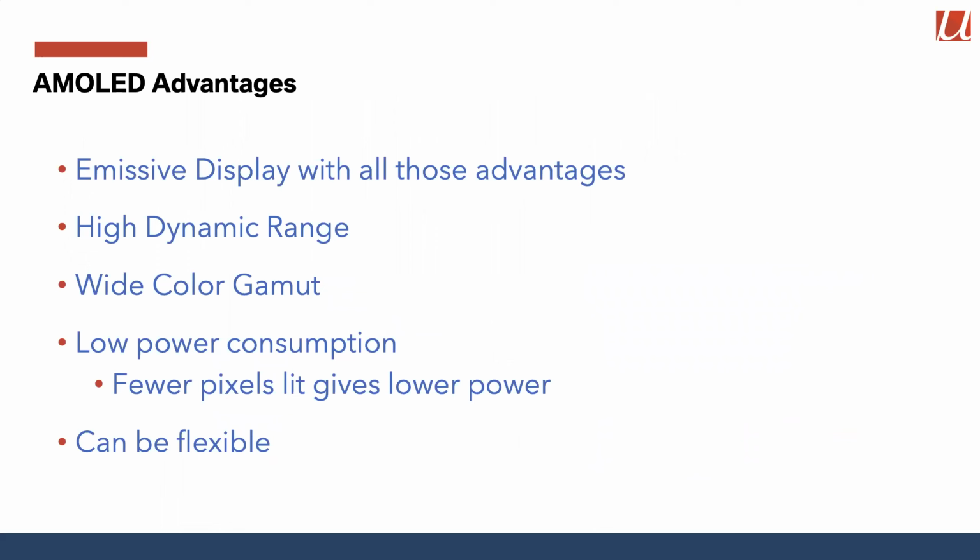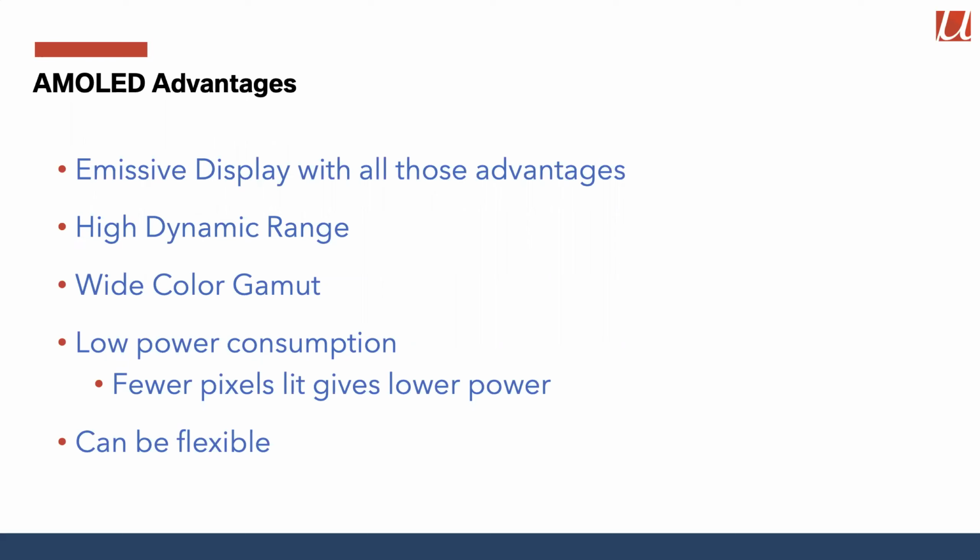So it's got all the advantages of the blacks are really black and the lights are really light. It has a very high dynamic range because the blacks are so black. If there's no current, there's no light. Whereas in an LCD, you're using the liquid crystal to act as a shutter to stop the light from the backlight getting through. And they don't make perfect shutters, so you don't get as high a dynamic range.